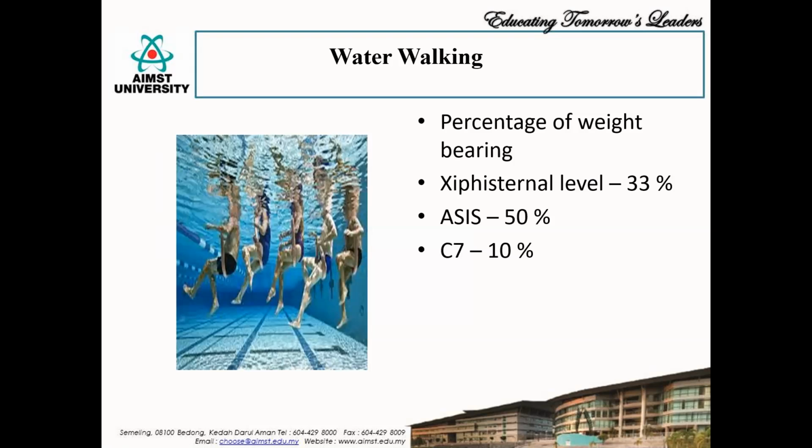So then, depending on the buoyancy level, your buoyancy belt level, the percentage of weight bearing in your legs will differ. So that means if you make the person float at the cervical level, then only 10% of his body weight will go into the legs. Okay, so if you make them float at the hip level, 50% of the weight will be going on his legs. If you make them float at the xiphisternal level, then only 33% of his body weight will be going into the legs.